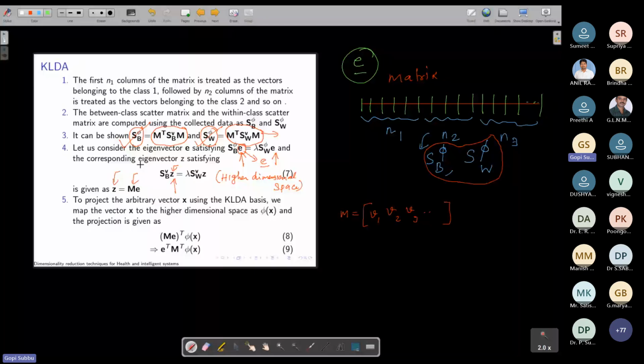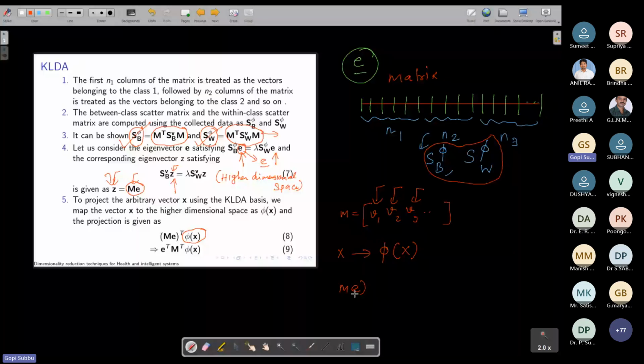But you may wonder, M needs the vectors which are actually in the higher dimension. So how to attack this problem is very simple. If I want to project some arbitrary vector X, what are the steps? First, you need to project to the higher dimension, which is X to phi of X. And then you need to project using the eigenvector in the higher dimension, which is essentially M into E. So it is ME transpose, you are projecting now, ME transpose into phi of X.